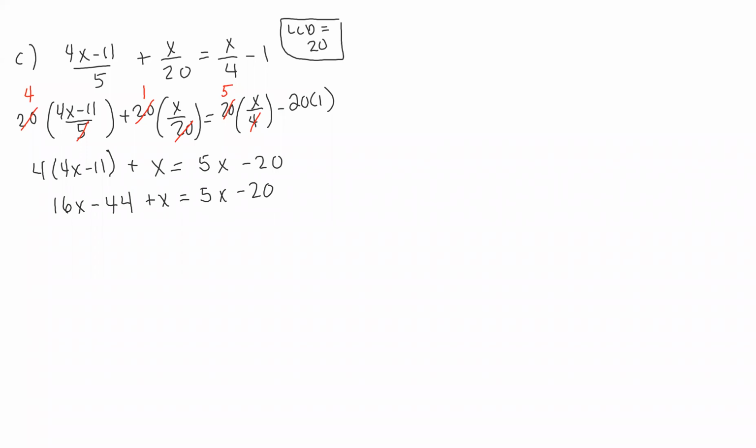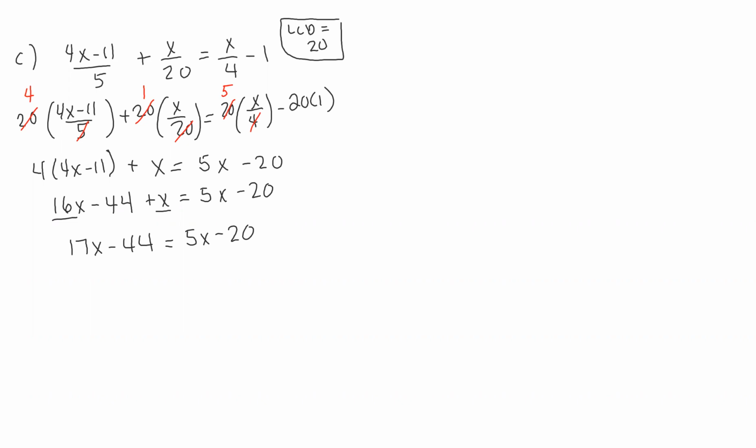Now I need to combine like terms on the left. I do have stuff that could be combined. In fact, it's 17x because I have 16x plus 1x. So I get 17x minus 44 equals 5x minus 20. Now I do have variables on 2 sides of the equation and constants on 2 sides of the equation. So what we want to do is get all of the constants on one side and then all of the variables on the other side.